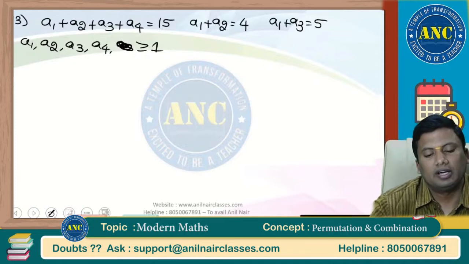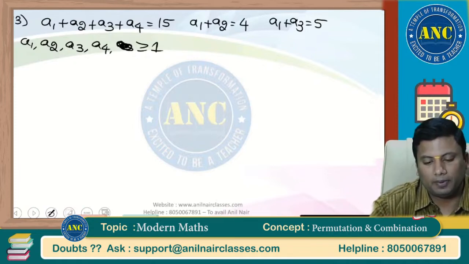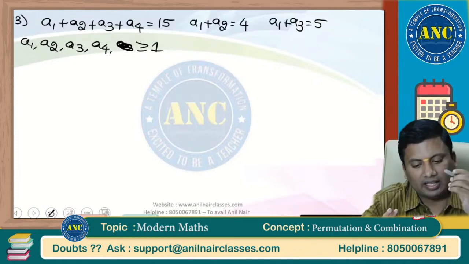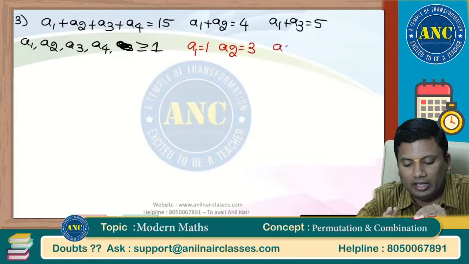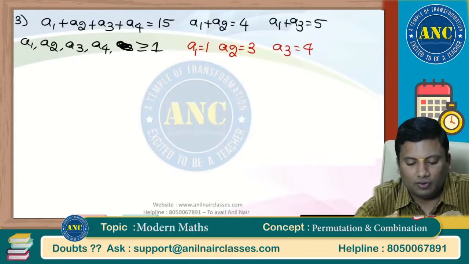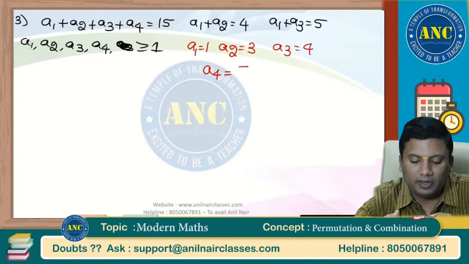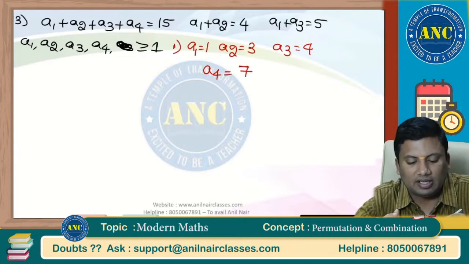Now see here. A1 plus A2 plus A3 plus A4, all are greater than or equivalent to 1. If A1 is 1, A2 will be 3, and A3 will be 4. So what is remaining? Remaining is A4. A4 is nothing but 8 plus 4 plus 3, 7, 7 plus 1, 8. A4 is 7. This is case number 1.